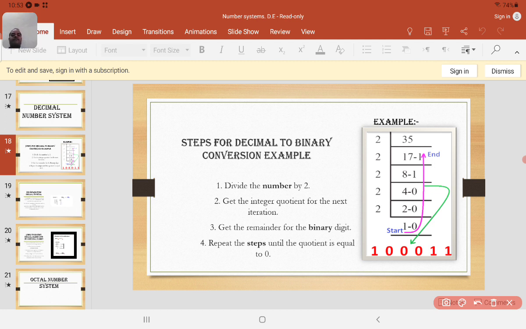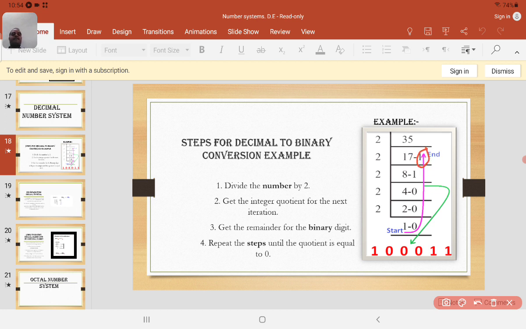We divide the given decimal number by 2. Because we are converting into a binary number, you have to divide the given number by 2 successively, until the quotient goes to 0. So with 35 given, we divide 35 by 2: 2 17s are 34, 1 is left. That remainder we write like this.